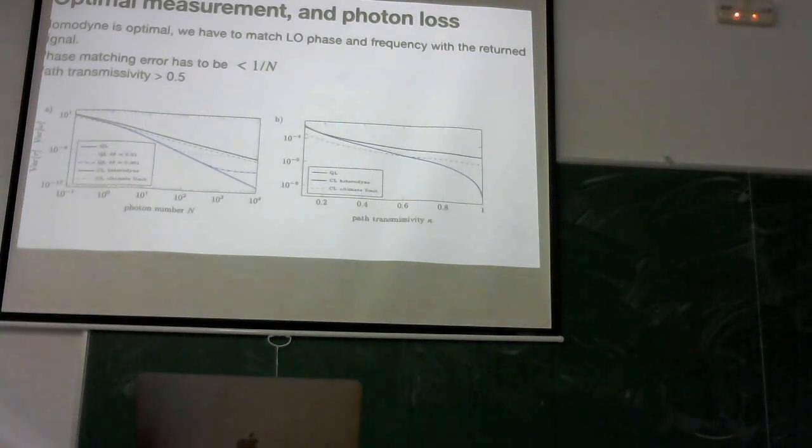So yeah, we kind of have to match the parameters, but that's not necessarily so bad, because we could think of an adaptive estimation strategy where we have multiple shots, and in the first few shots we get priors of the parameters, and then we use this prior knowledge to tune our homodyne device, and then in the later stages we get this really high performance. And well, the phase matching error has to be like 1/n, which costs a lot of energy.